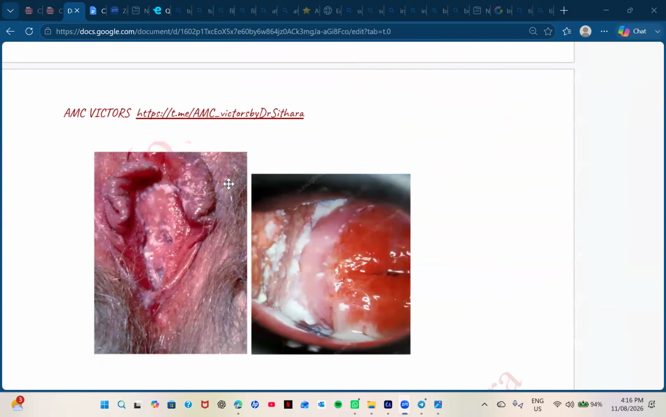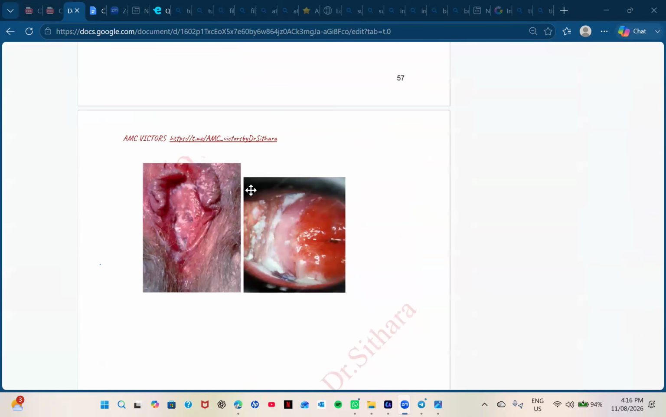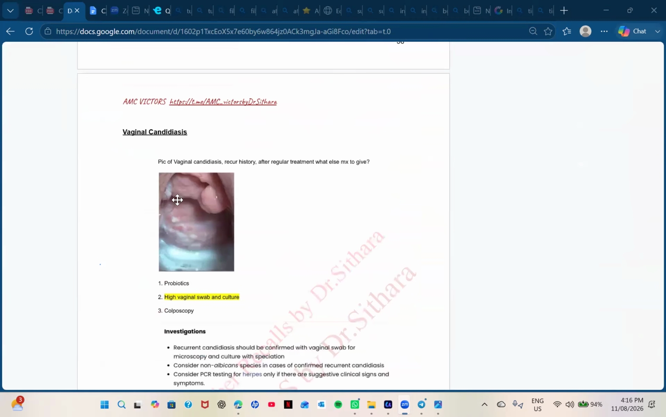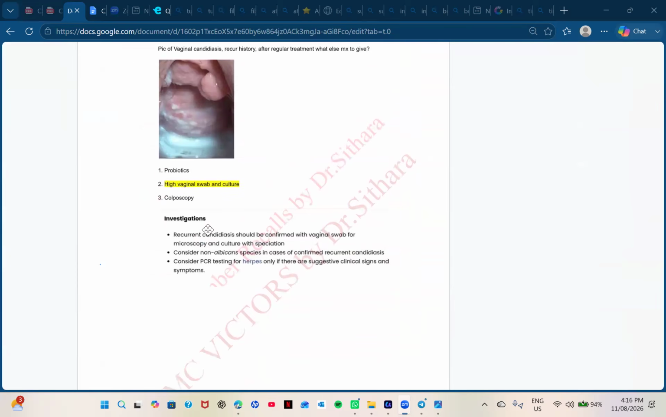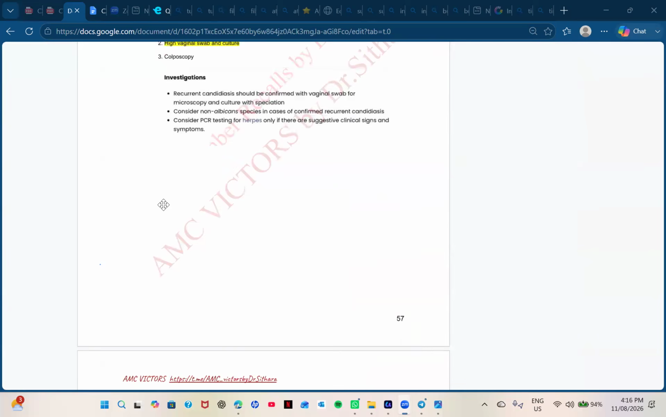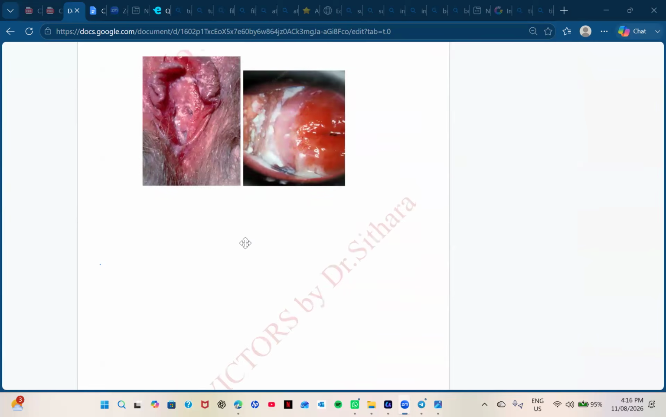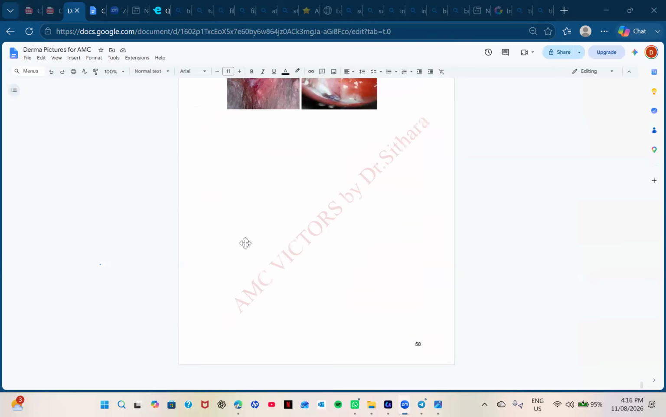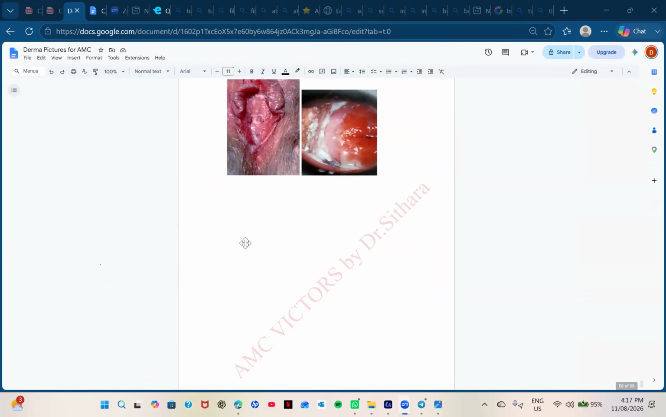These are the others, and it does not always present with the white cheese appearance. There can be a red appearance as well, like Candida vaginitis, a red, inflamed vagina. Not all the time do you see the cottage cheese appearance. That's all I have attached in this one. I hope you get a better overall idea, and we have covered a lot of topics, right?